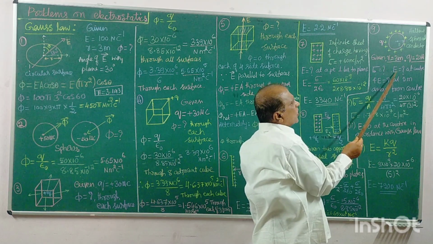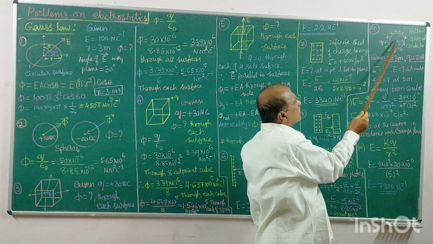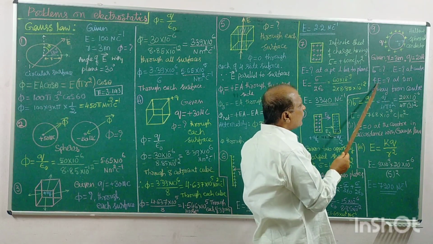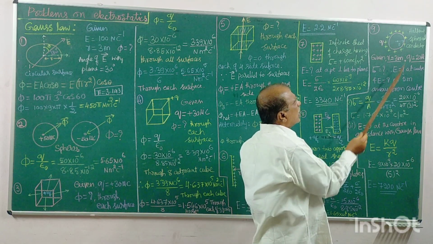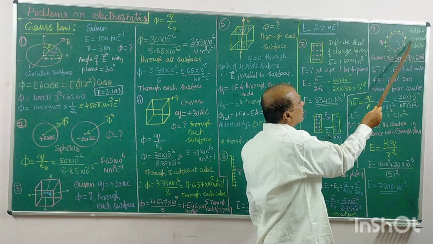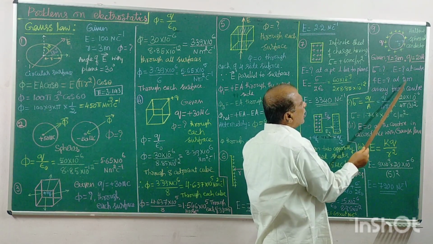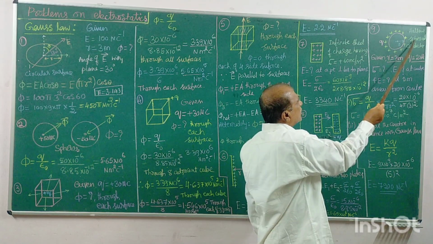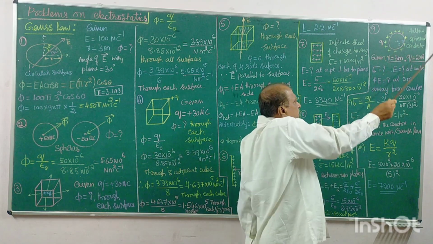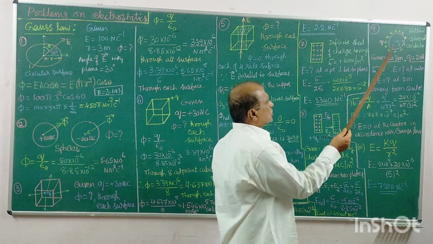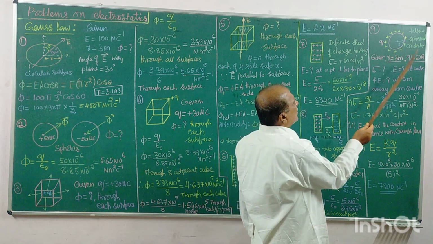And what is the electric field at the center of the sphere? And also, what is the electric field at a point away from this sphere, at 5 meter from the center? It is any point away from the sphere. So these things are given.